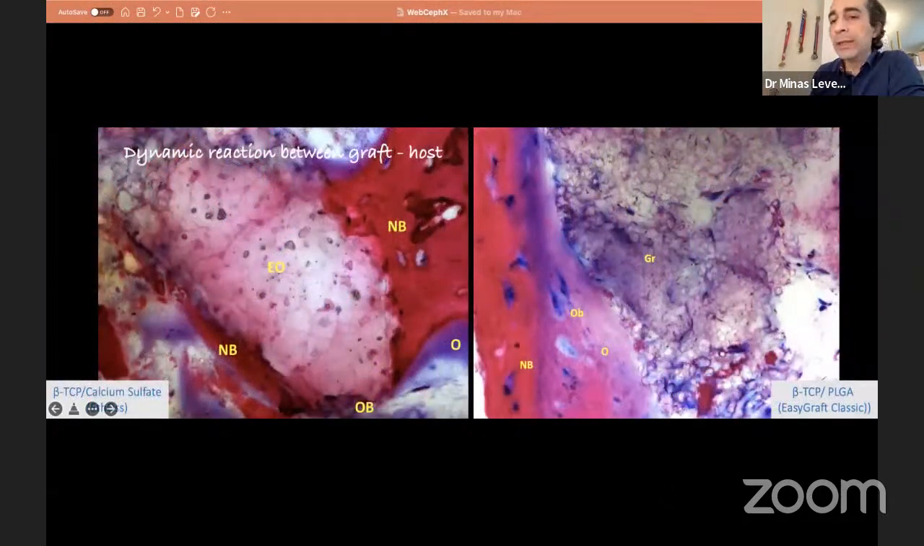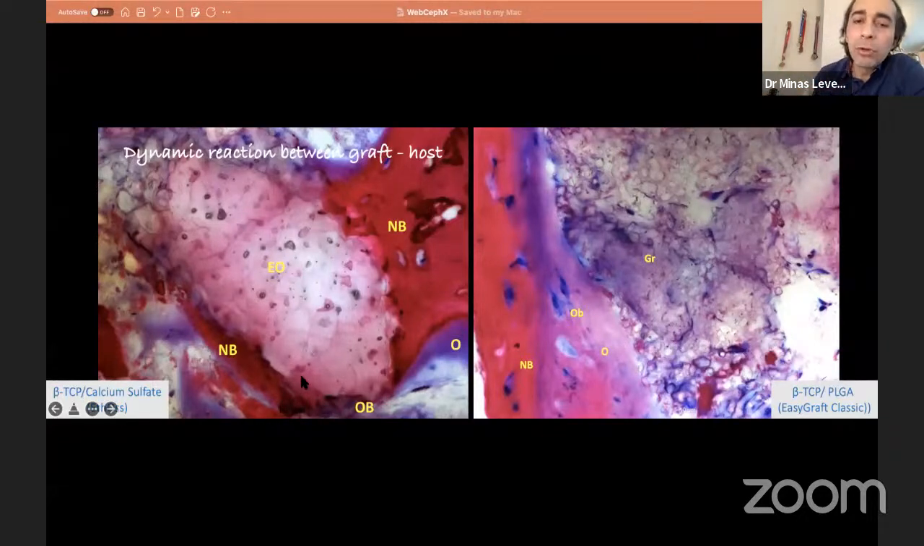The same here with different synthetic resorbable materials. On the left side, we have a material, beta-tricalcium phosphate with calcium sulfate. This is Ethos. This is the particle of the material. It is dissolving, it's breaking down, and as it is breaking down, we can see those red lines inside the material. It is the porosity that is being created inside the particle of the material.